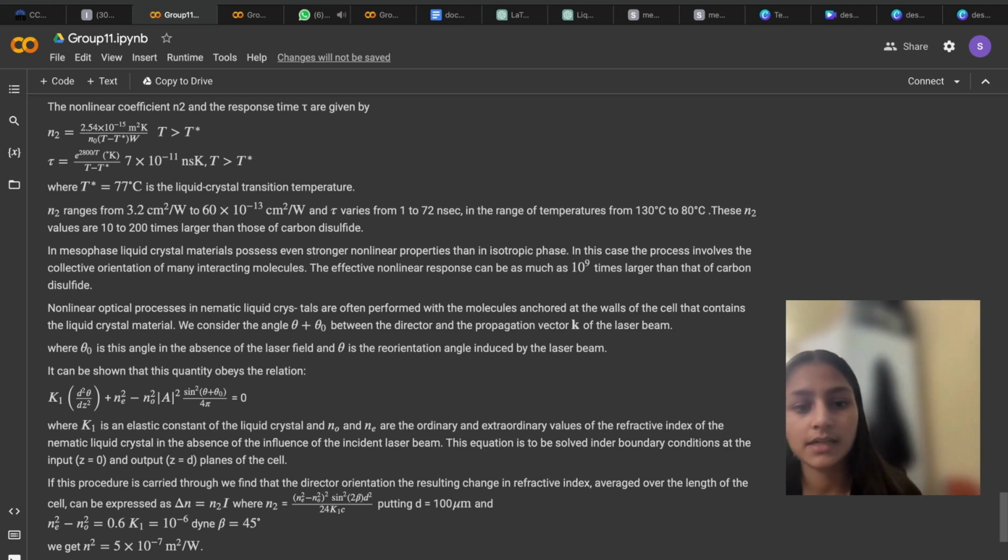This can be expressed as delta n equals n2 times I, where n2 is determined by this equation, and under certain conditions such as d equals 100 micrometer and these given conditions, this calculation yields a value of n2 equal to 5 into 10 to the power minus 7 meter square per watt. In essence, this equation forms the backbone of our understanding of how liquid crystals interact with light and external forces, paving the way for the development of advanced optical technologies.